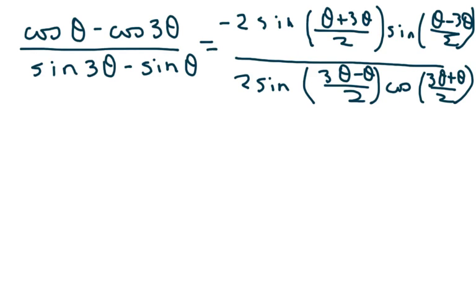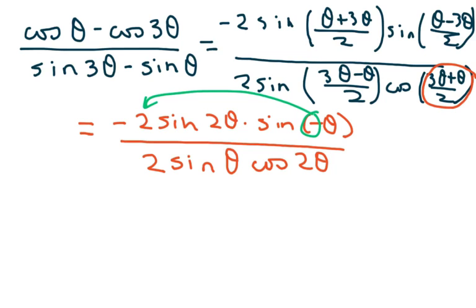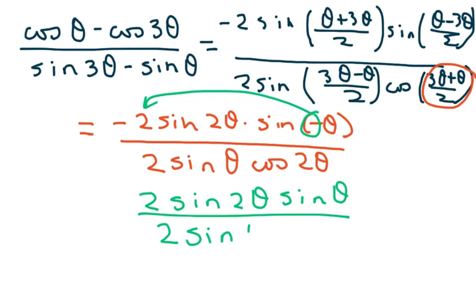Just using your formulas. Now I'm going to clean up both the numerator and the denominator. I'm going to move it over so I don't have to squeeze everything in. So I'm going to get negative 2 sine of 2 theta times sine of negative theta over 2 sine of theta times cosine of 2 theta. Again, I'm just mentally adding and dividing. All right, since this is an odd function, I'm going to take this negative out and bring it up here. So it's going to be 2 sine of 2 theta times sine of theta over 2 sine of theta times cosine of 2 theta.